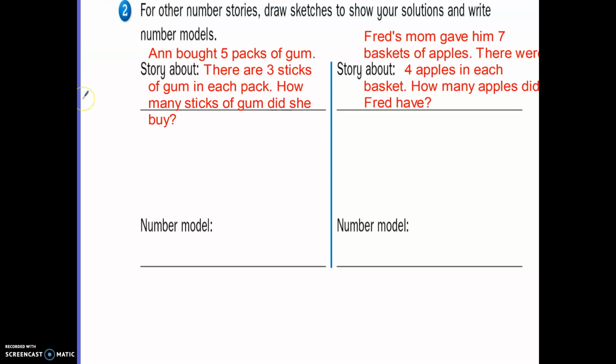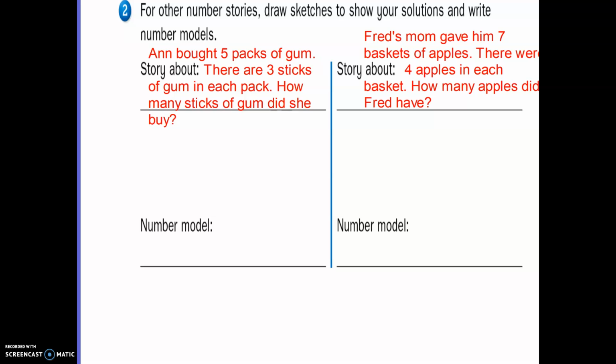Okay, we're back and we're ready. So the first story I came up with, Anne bought 5 packs of gum. There are 6 sticks of gum in each pack. How many sticks of gum did she buy? You don't need to copy that problem in your math journal, but can you take that information, draw a picture, figure out your answer? I'll read it one more time. Anne bought 5 packs of gum. There are 3 sticks of gum in each pack. How many sticks of gum did she buy? I'm going to pause it and you try it in your math journal.